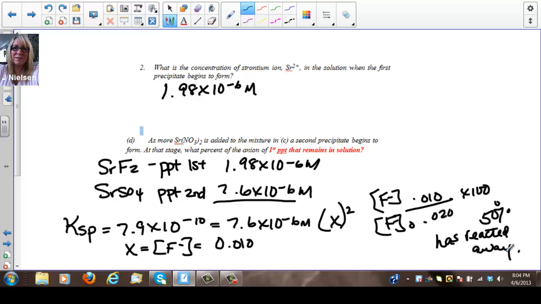Okay, that's it for chapter 15. Next we're going to move on to entropy and more about enthalpy.